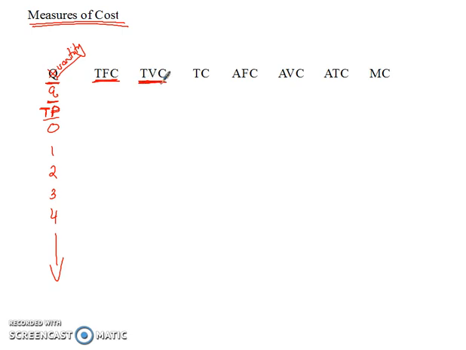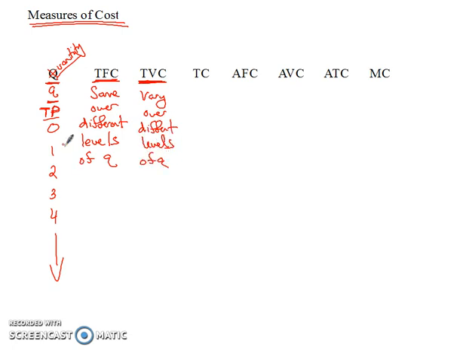Now, this gets back to that distinction between fixed and variable. A fixed cost is a cost that's going to stay the same no matter what your level of production. So it's going to be the same over different levels of production, different levels of Q. So we increase output and the fixed costs are going to stay the same. And then the variable costs, total variable costs, are going to vary. They are not going to stay the same. They are going to change over different levels of production, different levels of Q.